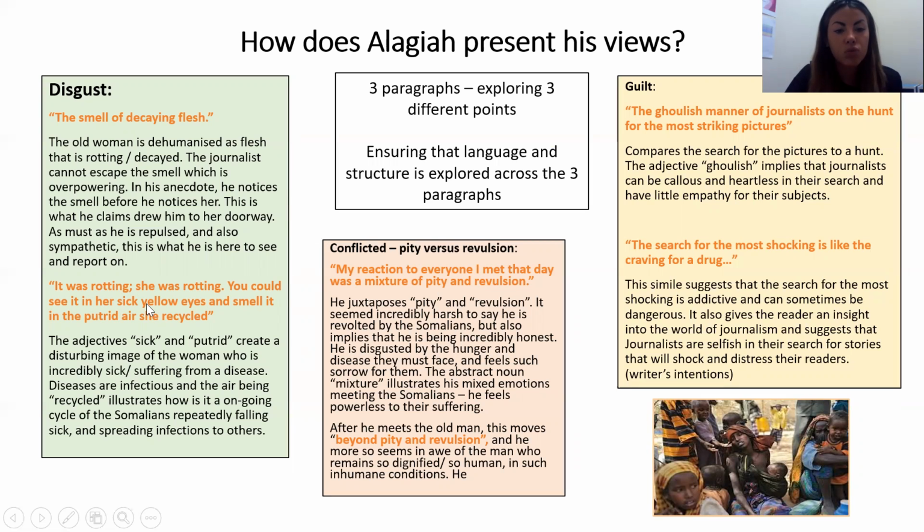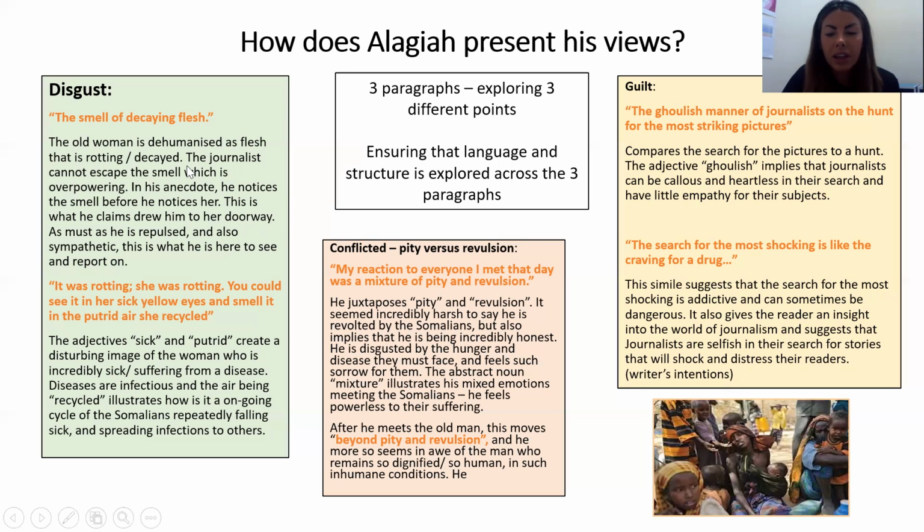He also says it was rotting, she was rotting. So this is the old woman. You could see it in her sick yellow eyes and smell it in the putrid air she recycled. The adjectives sick and putrid create a disturbing image of the woman, who is incredibly sick and suffering from a disease. Diseases are infectious, so the idea of the air being recycled illustrates how it's such an ongoing cycle and a vicious circle in Somalia, that they're repeatedly going to fall sick and then also infect others.